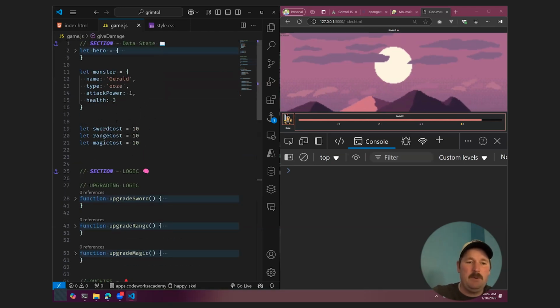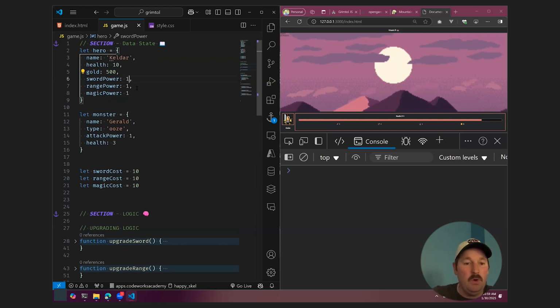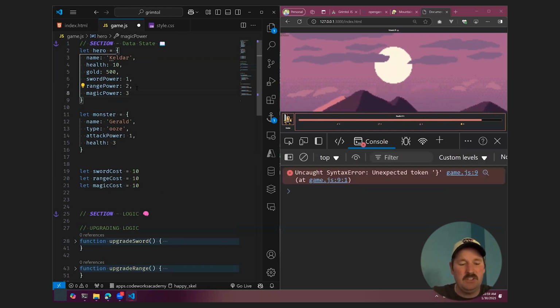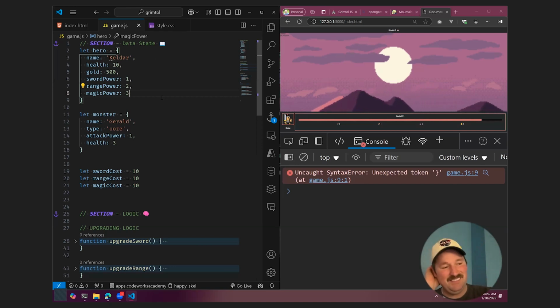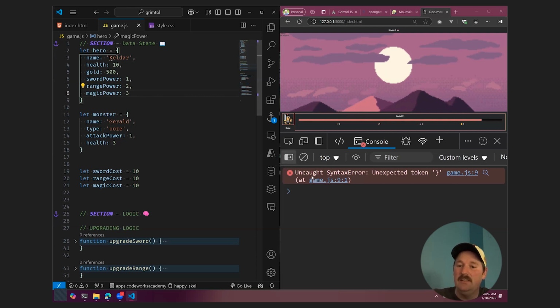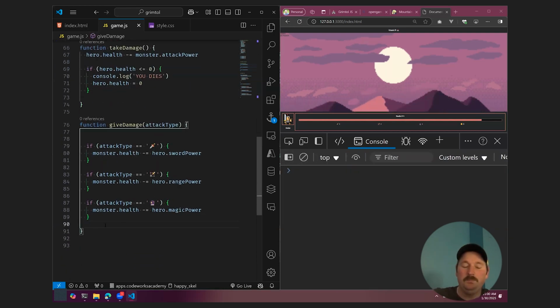And so just for testing purposes, let's go to my hero. Let's start the sword power out at 1. Let's start range at 2. Let's start magic at 3. Keldar is a wizard. He's a cleric, actually. I'm just saying, he is a cleric. But I should be able to test this. Let's see. Did I forget the closing curly brace? No, that was left over.